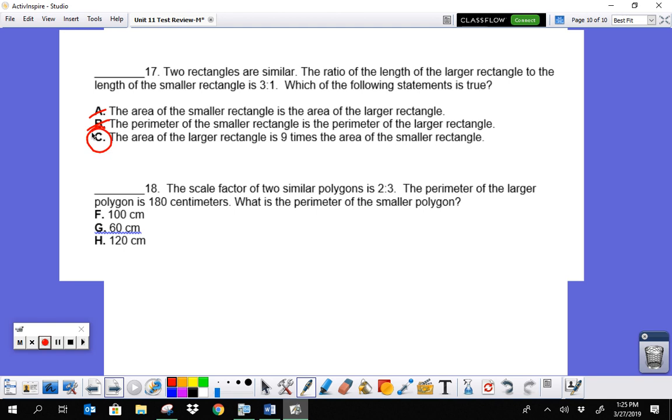That is the one that is true. Because again, you take what's happening to the dimensions, so 3 to 1. Since we're talking about area, you're going to square that. So it ends up being 9 to 1.